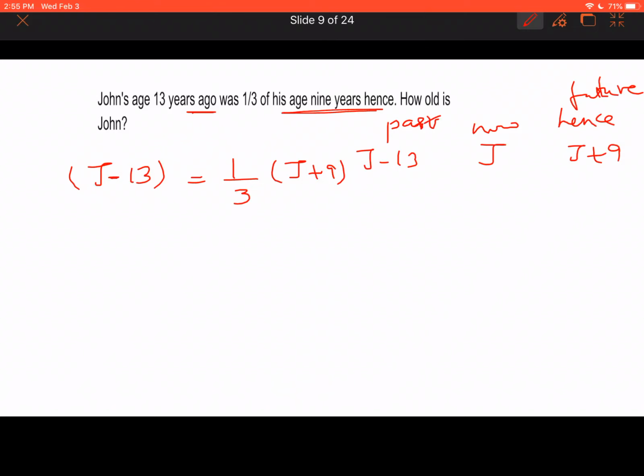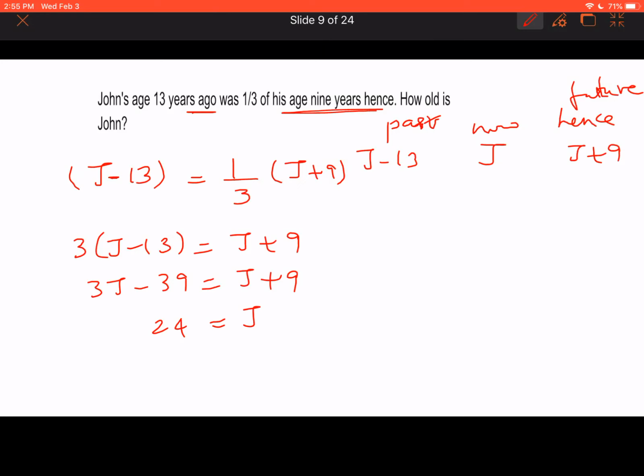Now we can solve the equation. It is like 3 times (J minus 13) equals J plus 9. So 3J minus 39 equals J plus 9, and J is going to be 24.